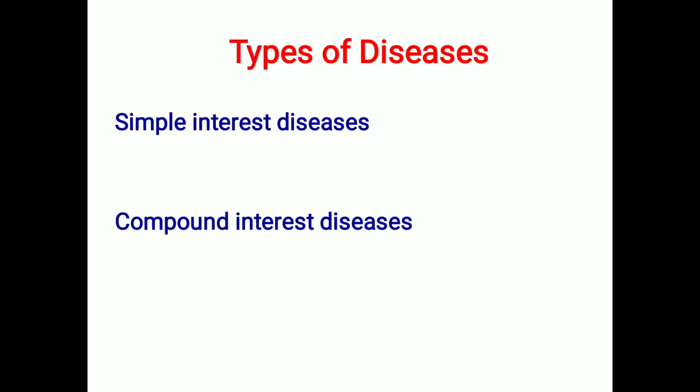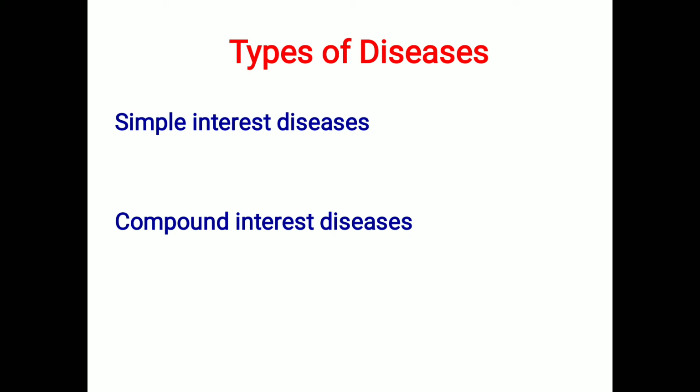Examples of simple interest diseases are most of the soil-borne diseases or pathogens. For example, wilt, smut (for example, loose smut of wheat), and different kinds of rot and damping off come under simple interest disease, because the pathogen completes only one life cycle in one season.